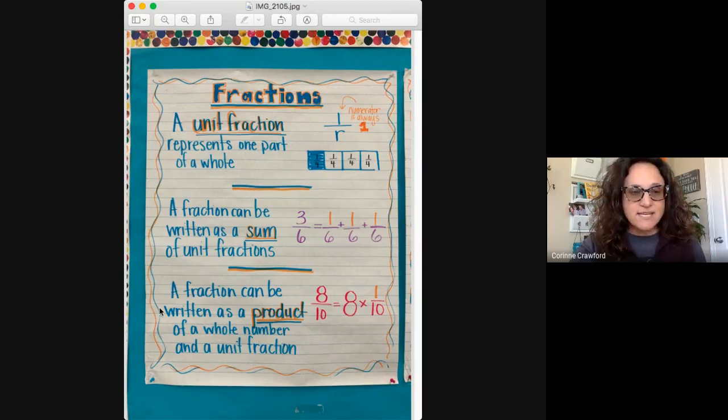So on the poster, you can see it says a fraction can be written as a product of a whole number and a unit fraction. And the example here is 8/10. We could do 1/10 plus 1/10 plus 1/10, eight times, or we could say it's just 8 times 1/10. Okay, remember that? So that was our first big concept about unit fractions. Remember, the unit fraction always has what as the numerator? 1.